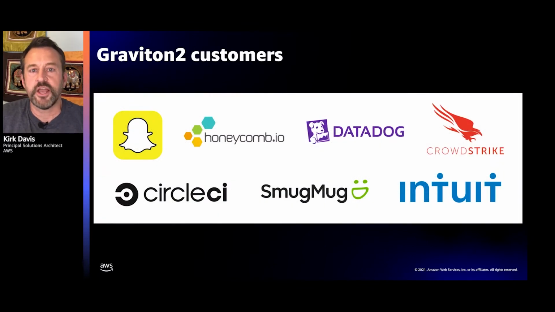I wanted to give a quick shout out to some of our customers that are running Graviton2 processors. We have lots and lots of customers that are running Graviton2. You can see a bigger list by going to aws.amazon.com/Graviton2, and you can slide down to some of the customers. Any of you with teenagers probably recognize the Snap logo. For me, I'm more interested in the Datadogs and the Circle CIs, but we have lots and lots of customers, many customers I've worked with personally that are moving on to Graviton2 for the performance and price benefits.